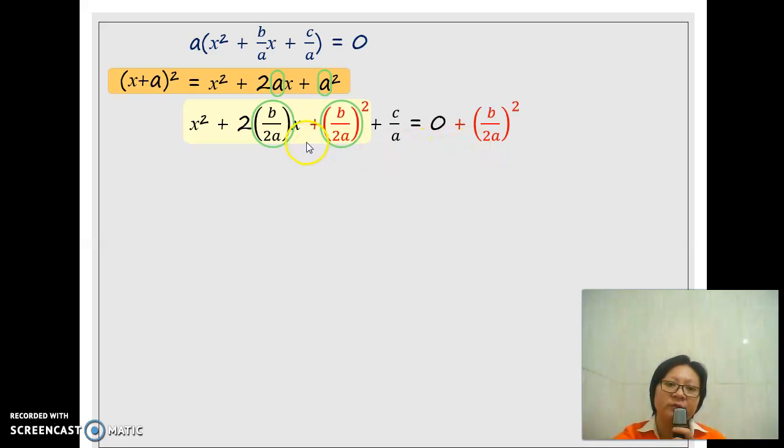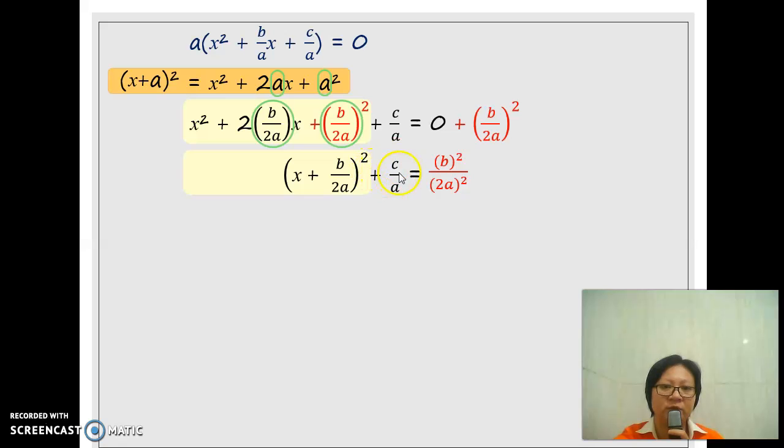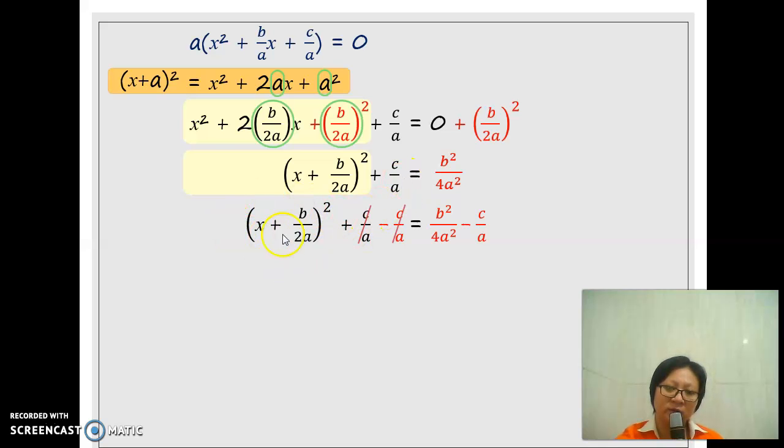And then I replace this shaded part here with the perfect square. x plus b over 2a, squared, plus c over a equals b squared over 2a squared. I can separate the square of the numerator and the square of the denominator like this. And then I change into b squared over 4a squared. 4a squared is from 2a times 2a. And then using the balance method, I want to isolate the perfect square.